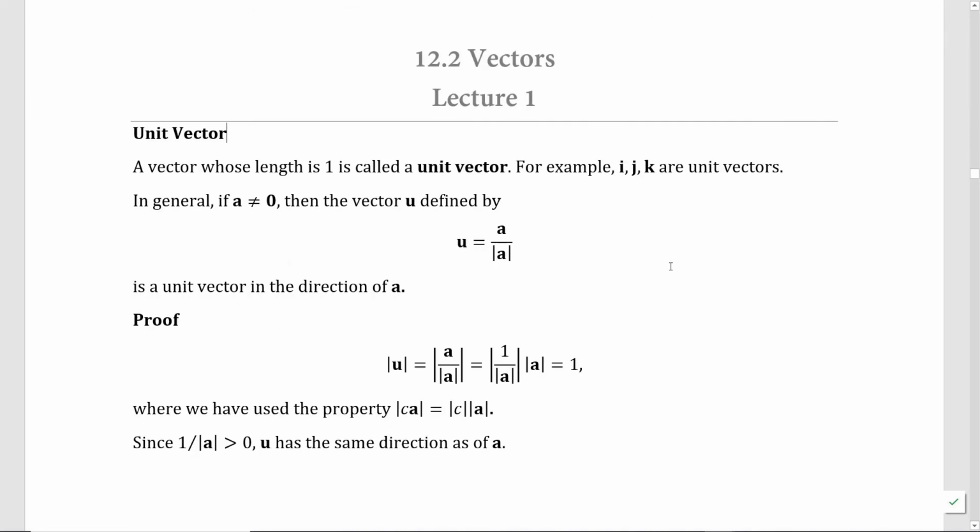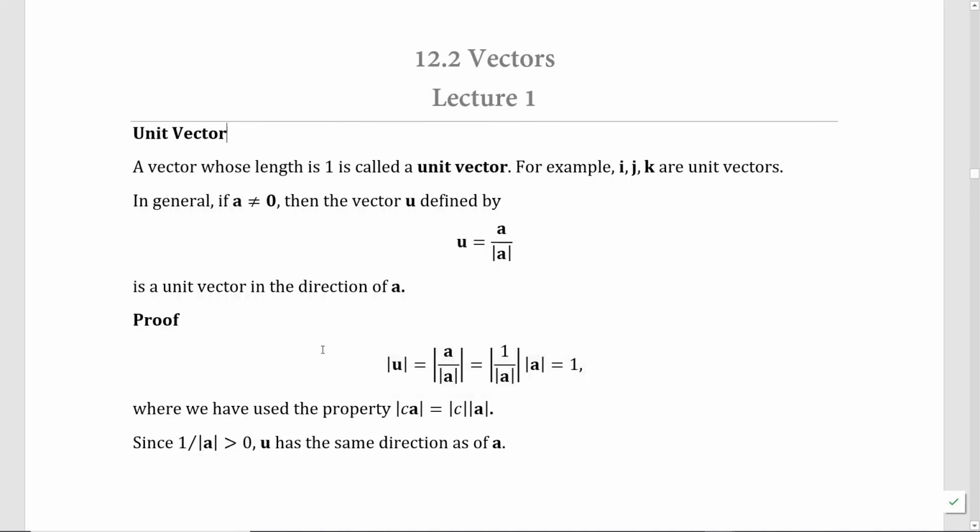Now we define a special vector called the unit vector. A vector whose length is 1 is called a unit vector. Just a moment back, we saw that the special vectors i, j, k, the standard basis vectors, have length 1. So they are unit vectors. In general, if A is a non-zero vector, then the vector u defined by this formula, if you divide the vector A by its magnitude, you get a vector. This is a unit vector.